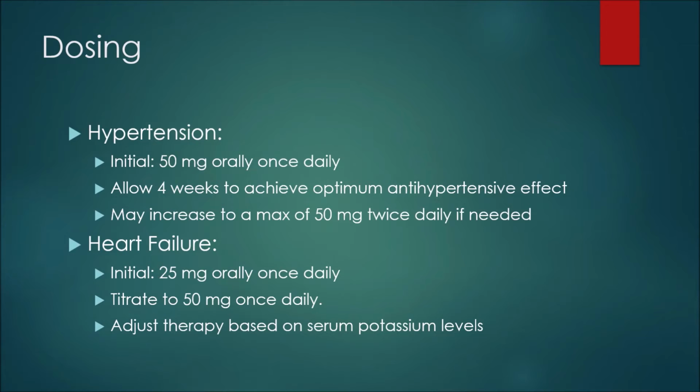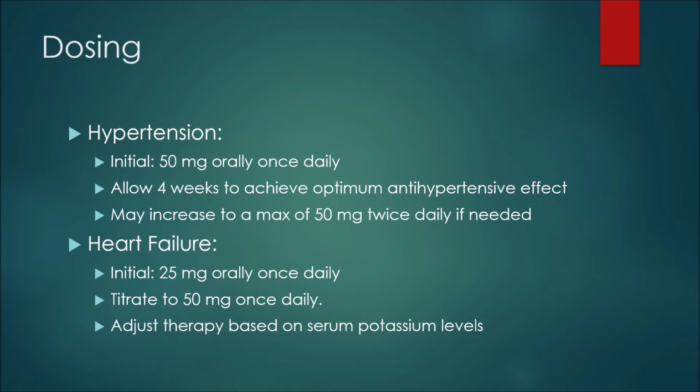Now for some examples of dosing with Eplerenone. So in the treatment of hypertension or high blood pressure, the initial dose would be 50 milligrams orally once daily. You would allow 4 weeks to achieve optimum antihypertensive effect, and then you would have the option to increase to a maximum of 50 milligrams twice daily if needed.